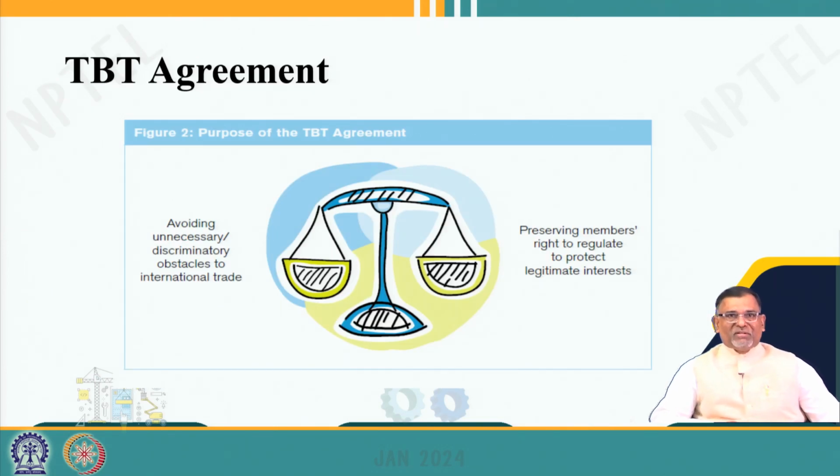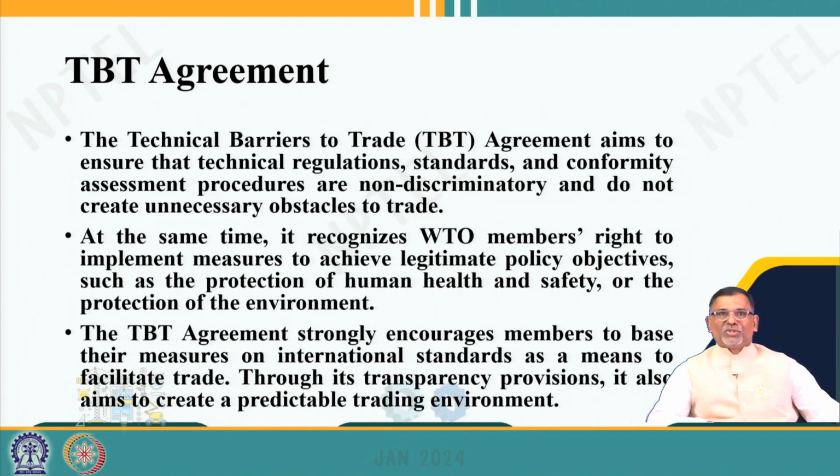The purpose of the TBT agreement, as the WTO itself says, is avoiding unnecessary discriminatory obstacles to international trade, and that is the common purpose of all agreements. And secondly, members' right to regulate to protect legitimate interests. So, the TBT agreement gives the discretion to the member countries to come out with their own standards. Its aim is very clear.